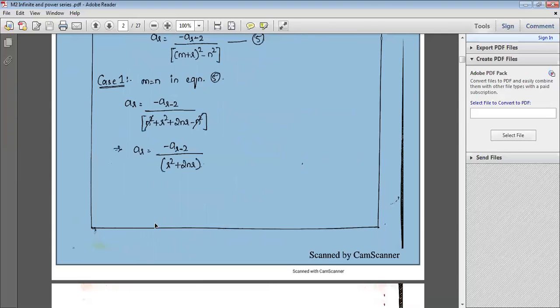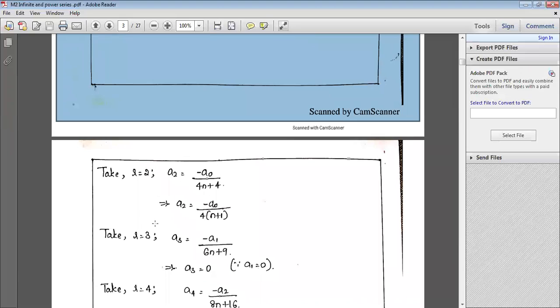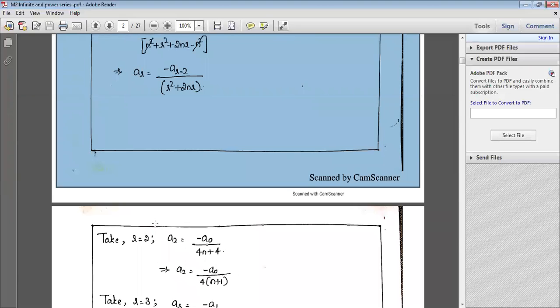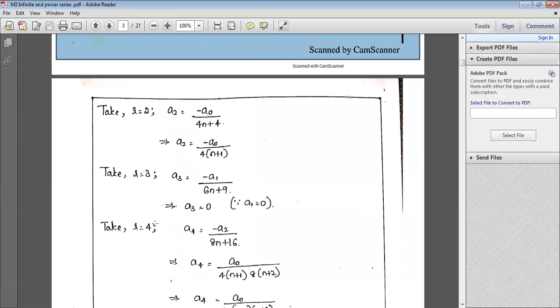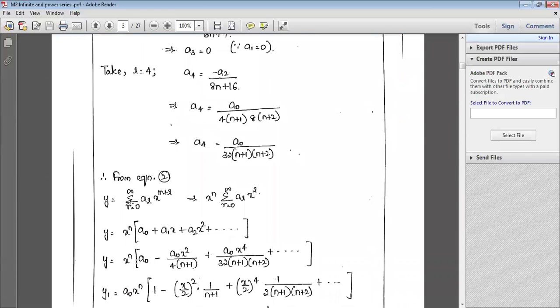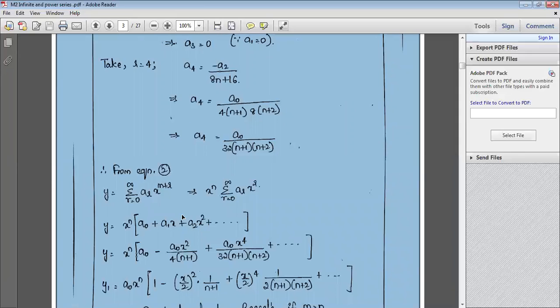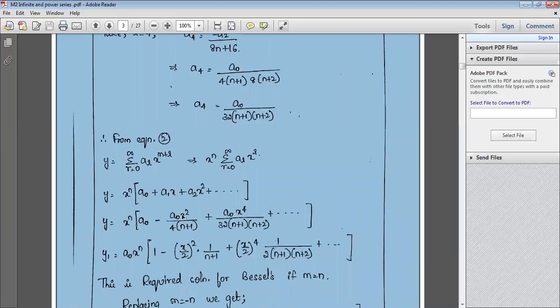Case 1. Similarly, case 2. Take r is equal to 2, r is equal to 3, r is equal to 4, etc. You will get one equation. What is that equation? This is the final solution of the problem. Summation r is equal to 0 to infinity a_r x power. If I put r is equal to 0, this will become a naught. Then we got a1, a2, a3, a4, all in terms of a naught. Substitute everything in this and write the equation in standard form.